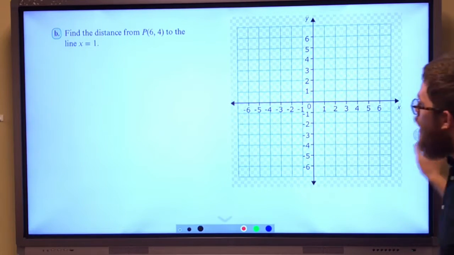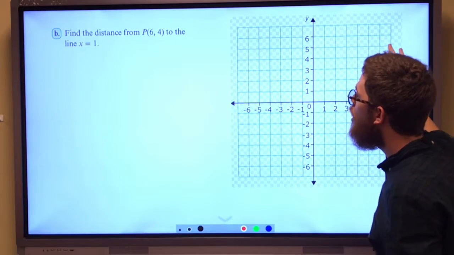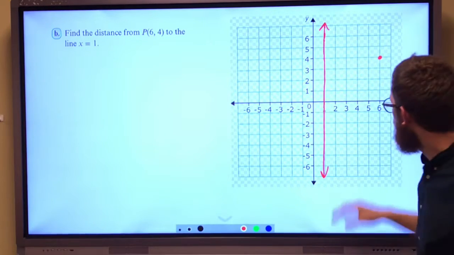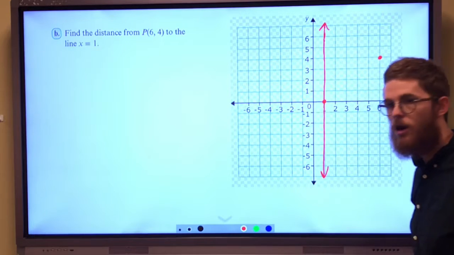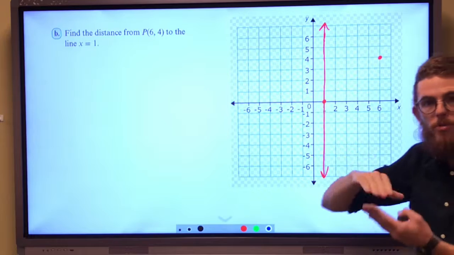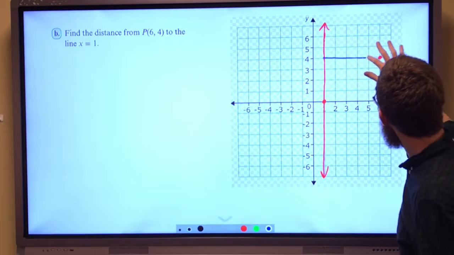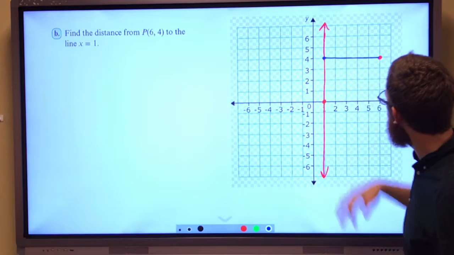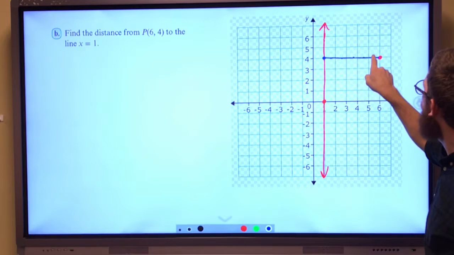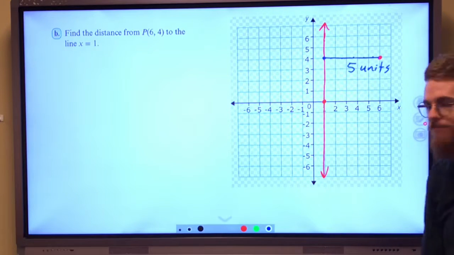We want to find the distance from that point P, 6, 4, to the line x equals 1. It's that vertical line going through the x-axis at 1. There we go. And the distance here, well, the perpendicular to a vertical line is going to be a horizontal line, just like that. How many units is that? 1, 2, 3, 4, 5. 5 units.